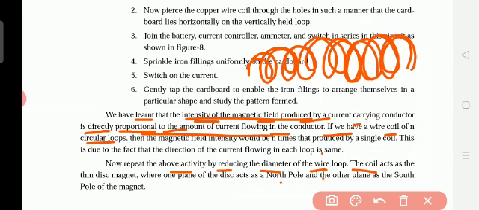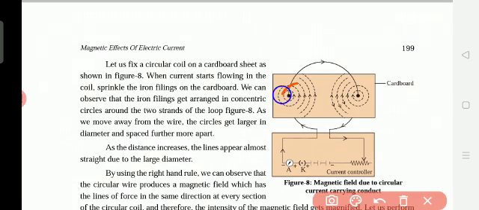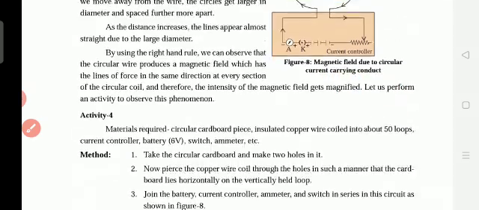The coil acts as a thin disc magnet, where one plane of the disc acts as a north pole and the other plane acts as a south pole of the magnet. On the south side the current direction will show clockwise, and on the north side the flow of current will show anti-clockwise.